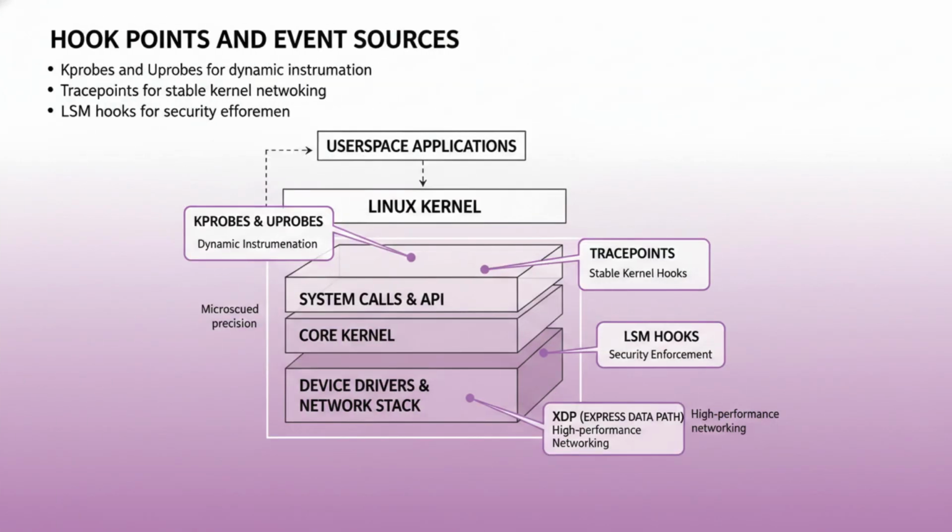eBPF's versatility comes from its ability to attach to diverse hook points throughout the kernel. K-probes allow us to attach to virtually any internal kernel function, while u-probes enable the same for user space functions. Tracepoints provide stable, static hooks designed by kernel developers for long-term compatibility. For network-level interventions, we utilize XDP, or Express Data Path, which allows us to process packets at the earliest possible point, the network driver level. This variety allows architects to build a comprehensive monitoring matrix. Whether you are tracking disk I/O latency, TCP retransmissions, or memory allocation patterns, there is a specific hook point designed to capture that data with microsecond precision.